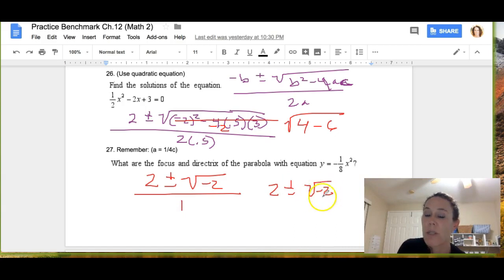Now you know you can simplify this to 2 plus or minus the square root of negative 1, which is i. So this is going to be i times the square root of 2. And that will be your final solution. 2 plus i square root of 2 and 2 minus i square root of 2.